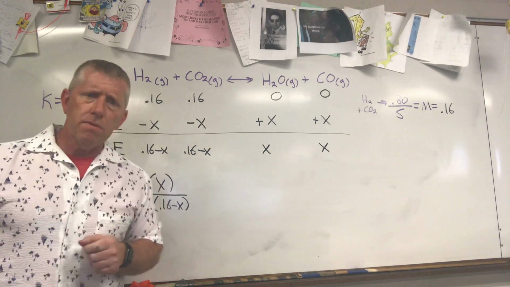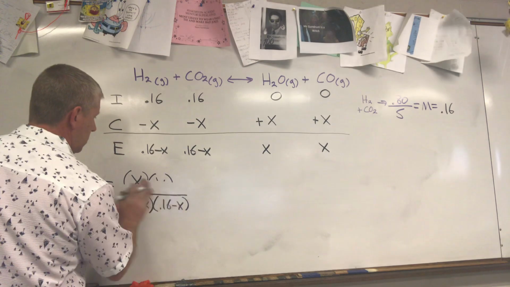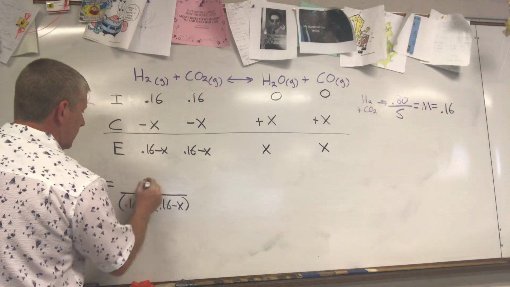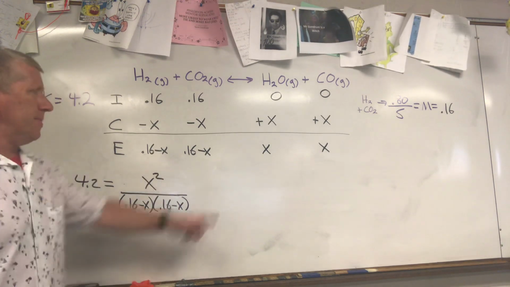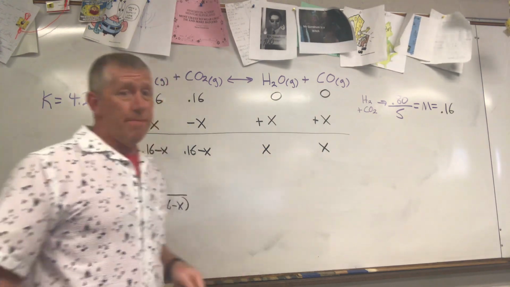What's x times x? X squared. That's x squared. That happens a lot in these expressions. You'll get used to it. It's usually an x squared at the top.